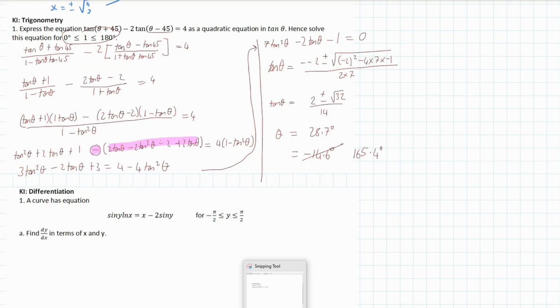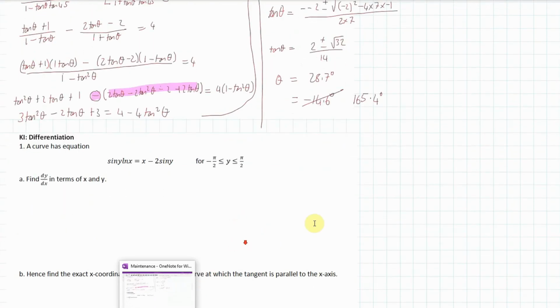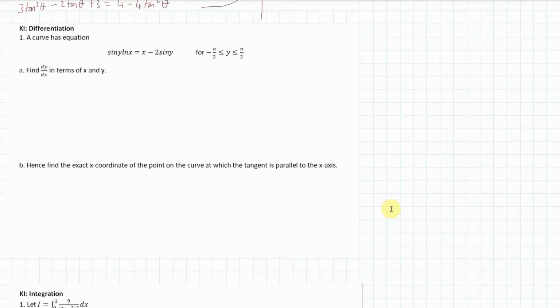Alright, moving right along. This is a long one today. Feels like it anyway, or maybe I'm tired. We've got differentiation. What have we got here? Oh, seriously. Alright, find dy dx in terms of x and y.